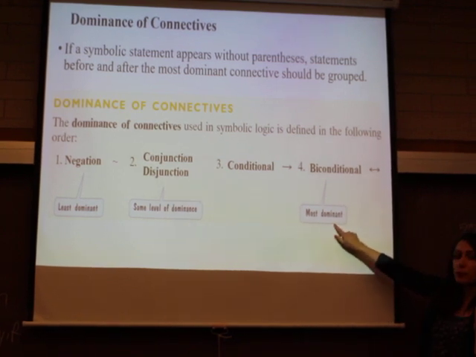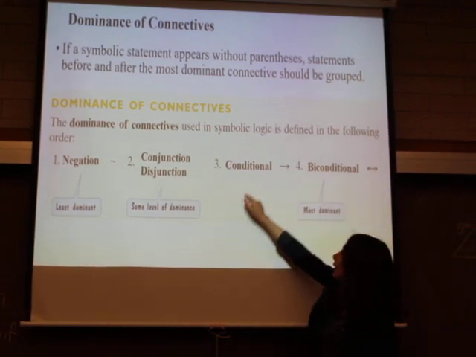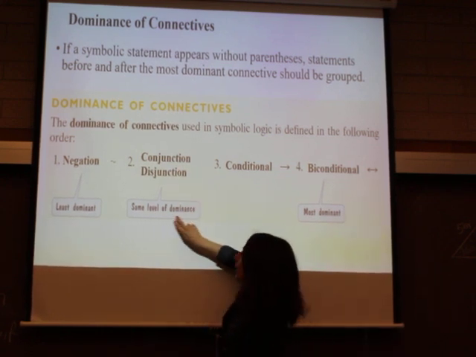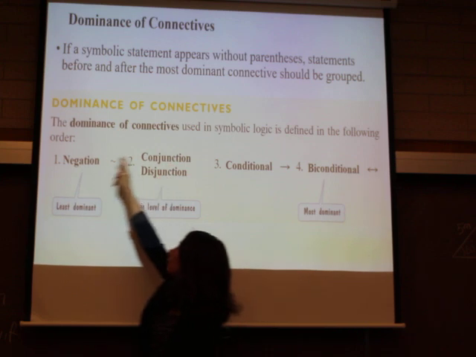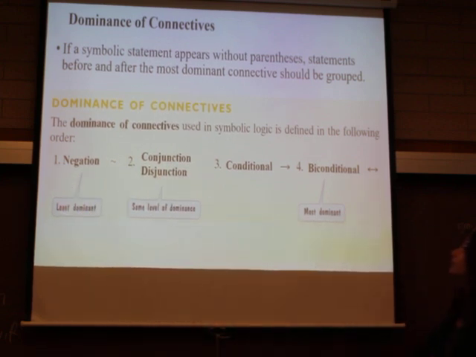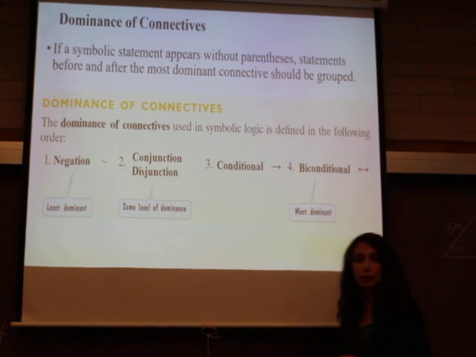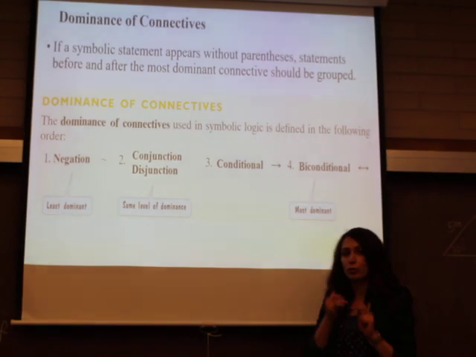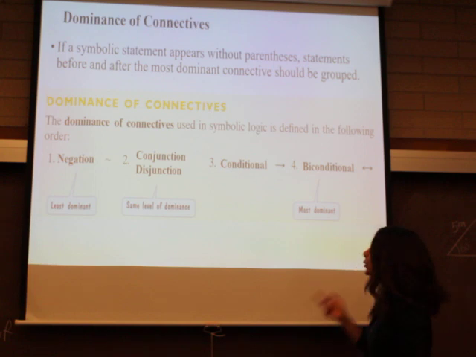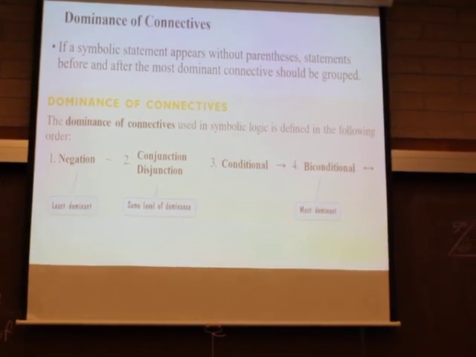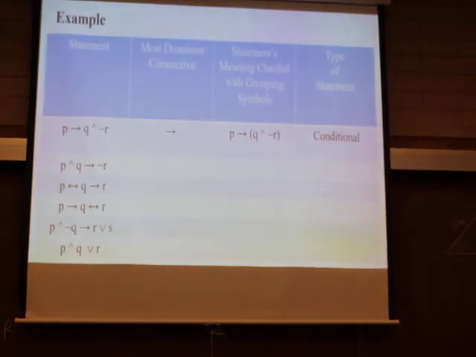Well, biconditional is the most dominant one. Then we have conditional. Then we have and or. They have the same level of dominance. Then we have negation, right? So the statements that come after and before the most dominant connective, they are grouped together. So in that case, if you don't have commas or you don't have parentheses, you need to see which connective is the most dominant one. So don't worry, I'm going to cover an example. Just like here.